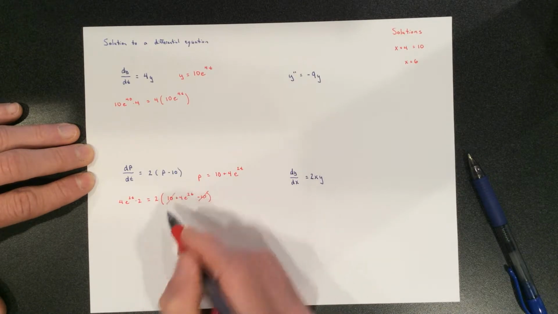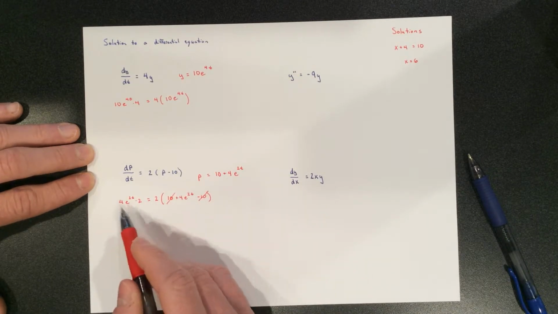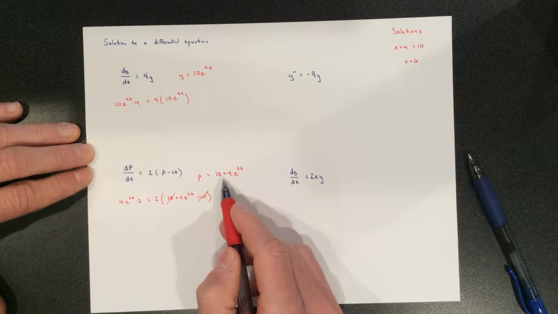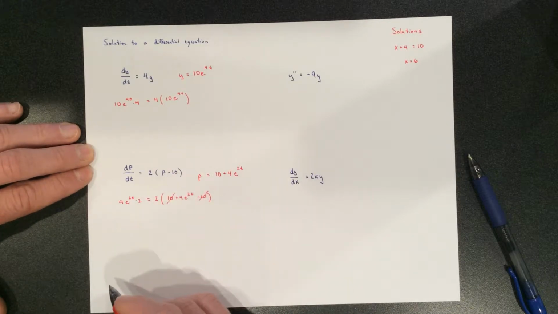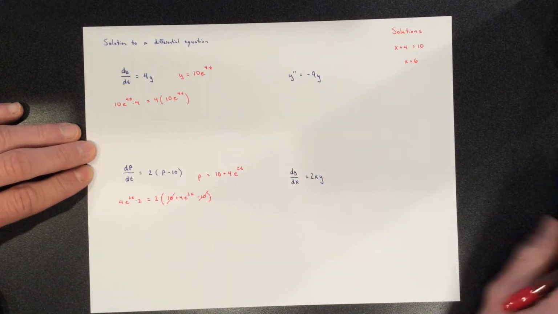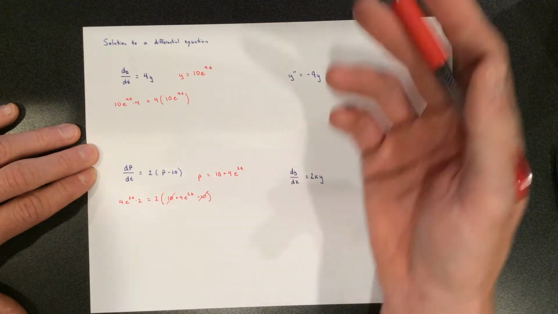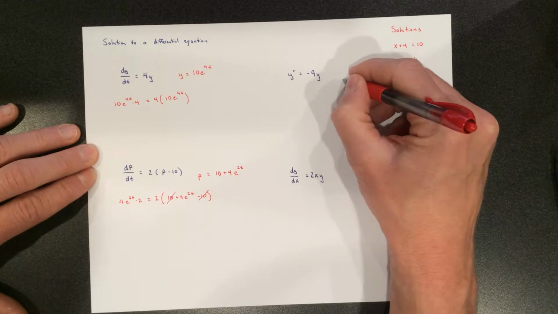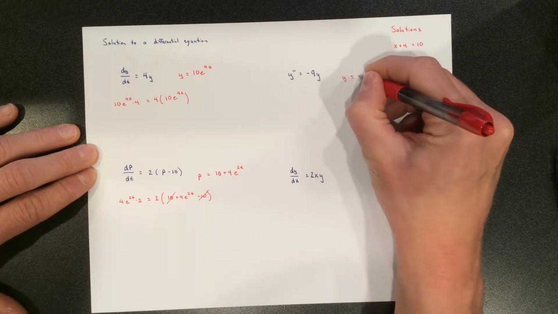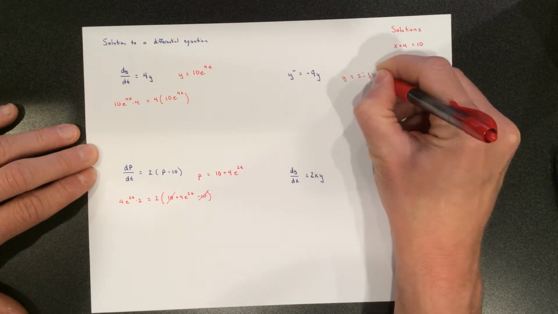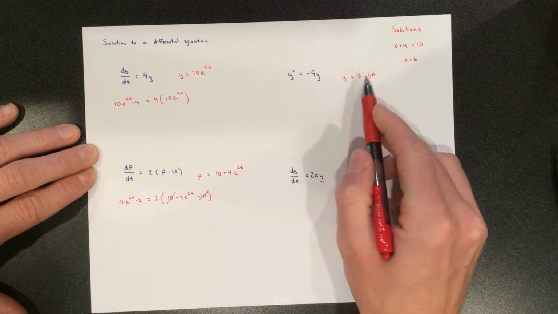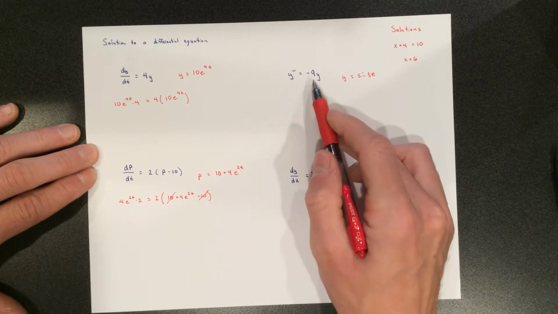The 10 and the 10 cancel. 2 times this is the same thing as this. Boom. This function satisfies this differential equation. Okay, what about this one over here? This is actually a non-separable differential equation, but let's claim that we knew, or at least we think, y equals sine of 3t. I'm claiming that this function satisfies this.